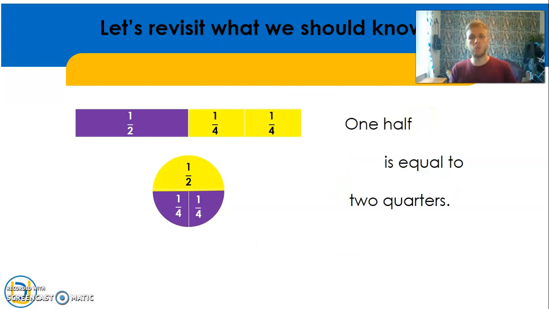So let's revisit what we should know already. Now this is a sentence stem written here. And the first thing is I'm going to say it nice and loud, and then in a moment you'll repeat back. So 1/2 is equal to 2/4. And we can see that on the representation here. So we've got a whole split into a half and 2/4. And these 2/4 are equal in size to the half. So we say 1/2 is equal to 2/4.